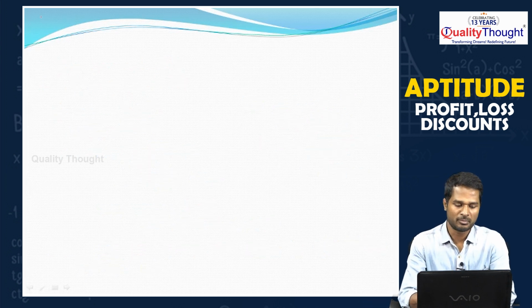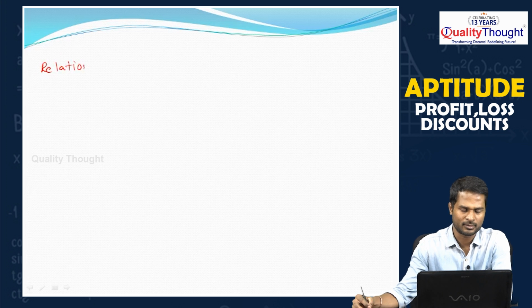Let us see some more formulas about profit and loss, where we will see some relations: the relationship between selling price, cost price, profit percentage and loss percentage.